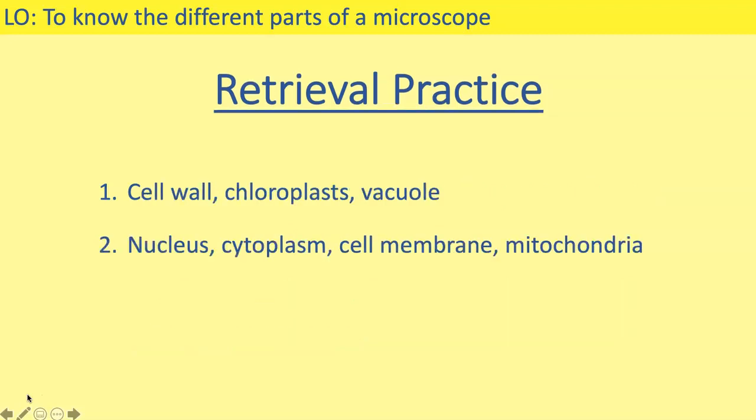Okay, so for question number 1, the 3 structures found only in plant cells are the cell wall, chloroplasts, and the vacuole. So if you got all those right, give them a tick. And then for question 2, we have the nucleus, cytoplasm, cell membrane, and mitochondria that are found in both plant and animal cells.